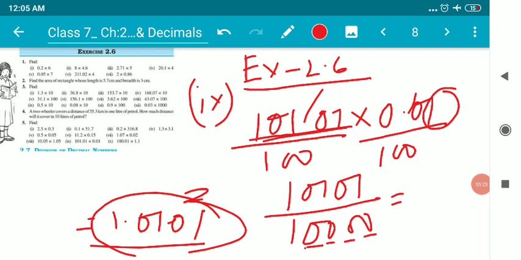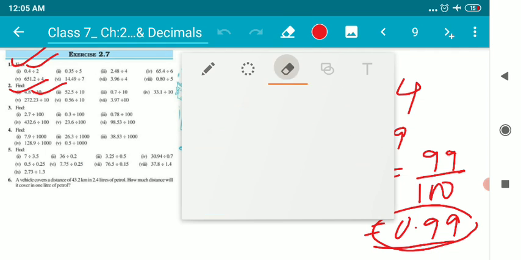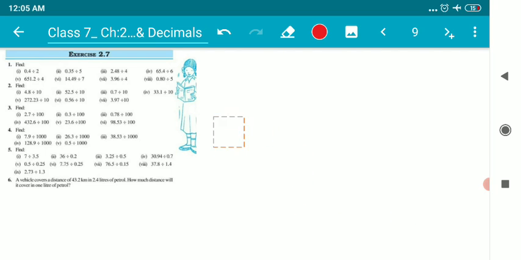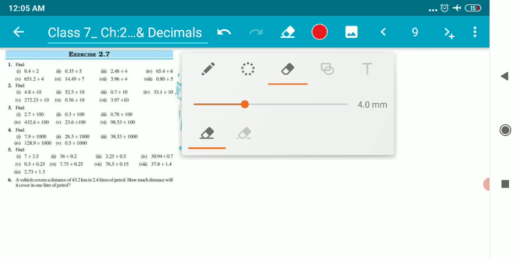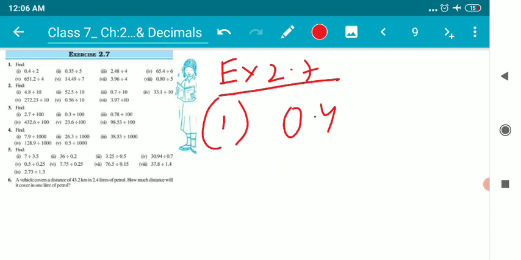Now let's talk about the next exercise, children. The next exercise is really very simple. This is about division. Exercise 2.7, question number 1. Children, the division is 0.4 divided by 2. You might be thinking, sir, how to solve it? Decimals with divisions, so tough. Not at all. Just write 0.4 divided by 2.